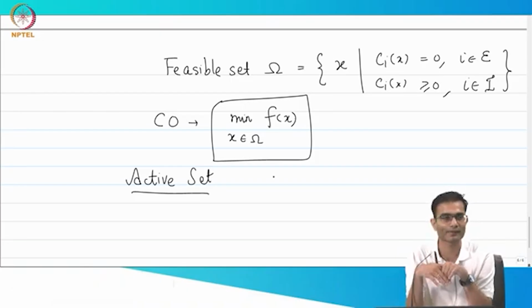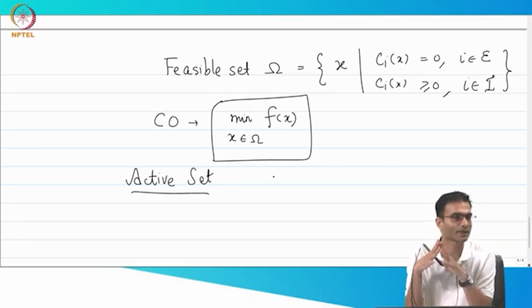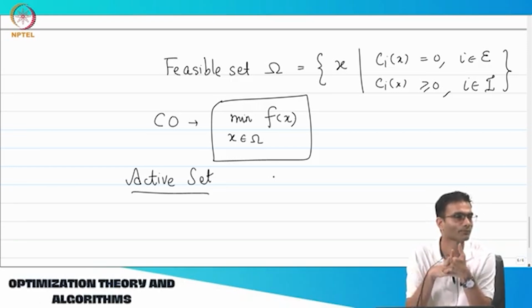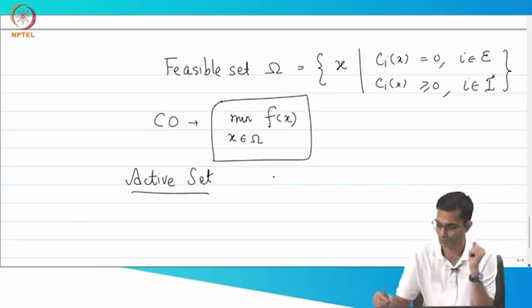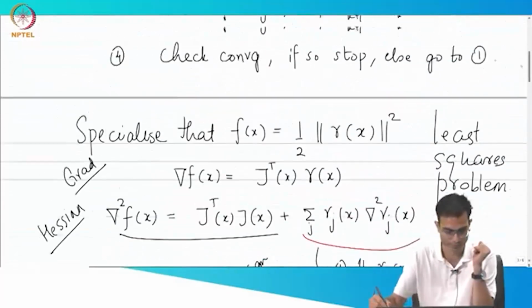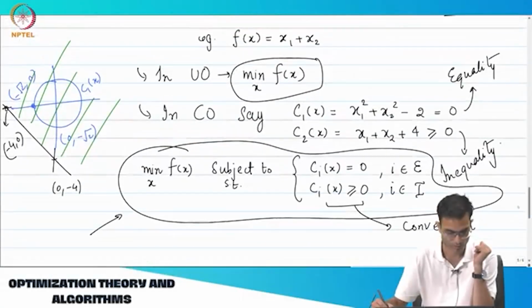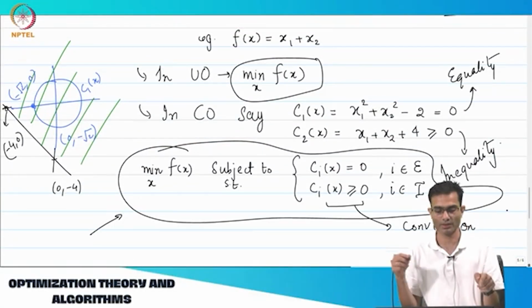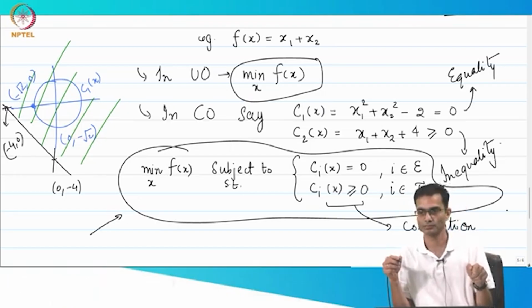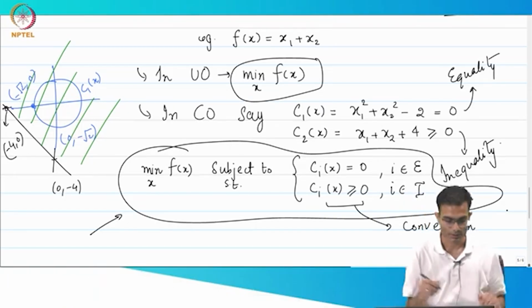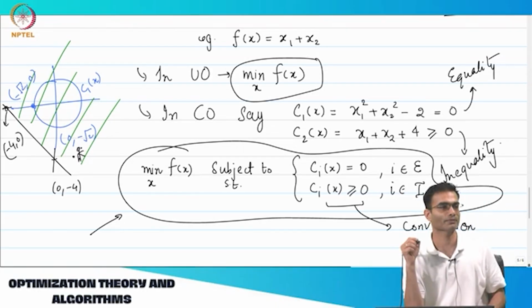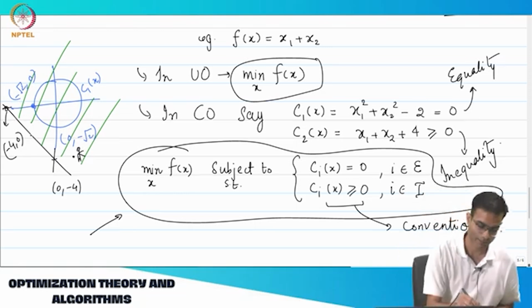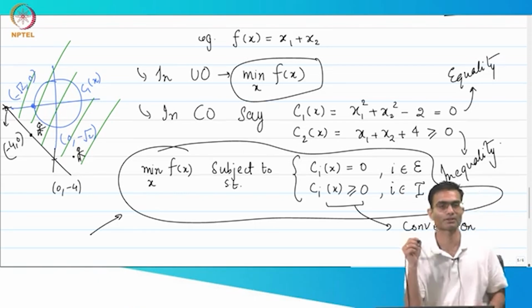If I say an inequality is active, what is the first thing that comes to your mind? We are talking plain English here. An inequality is active. So let's go back to our example over here. In this one, which is the inequality? C1 or C2? C2 is the inequality. Supposing I am standing at this point, will you say the inequality is active? If I was standing at this point over here, would you say the inequality is active?